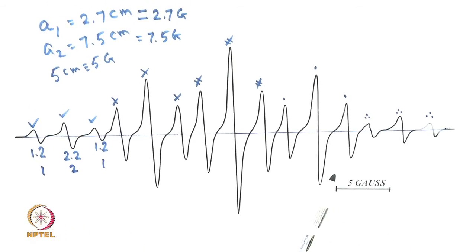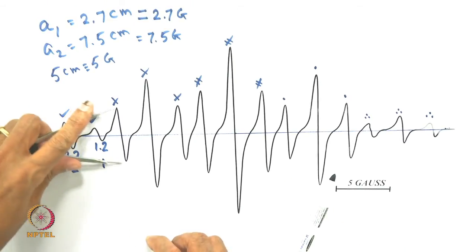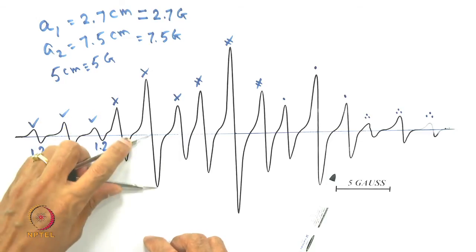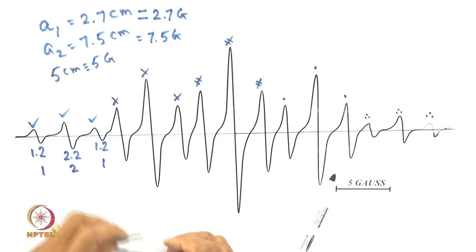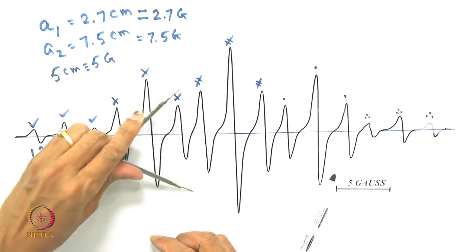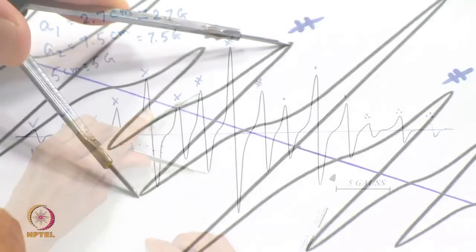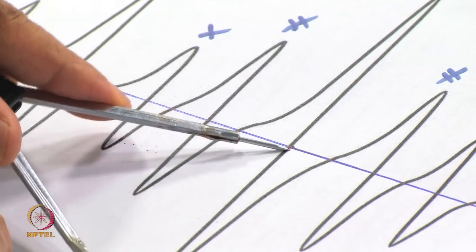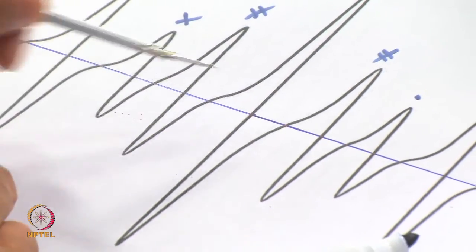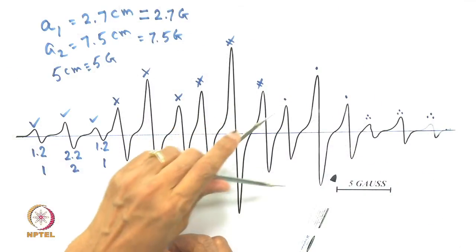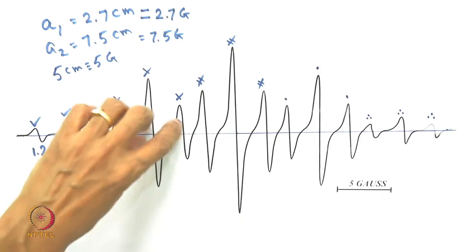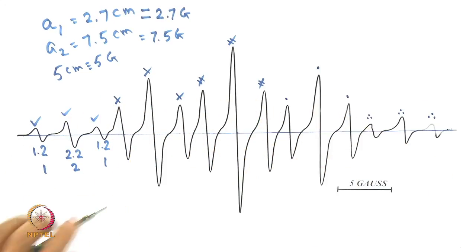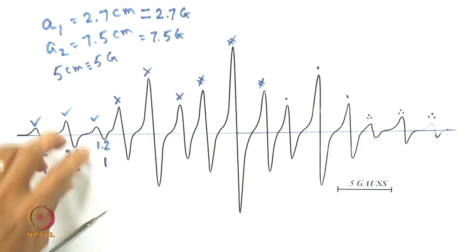We can quickly check that without measuring. Let us say this is the height here. So, between this and this is 2 and this 1. So, it is 1 is to 2 is to 1. How about the next one? Again, I measure this. This is the height. So, again here, 1 is to 2 is to 1. And the same pattern continues. So, triplet.